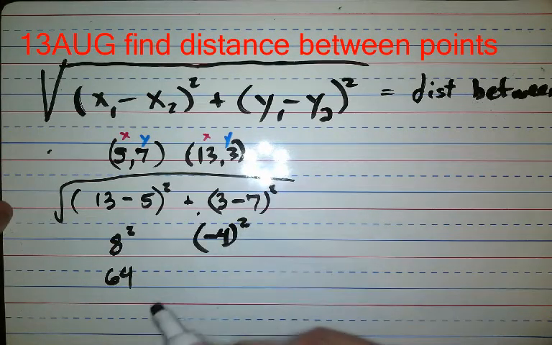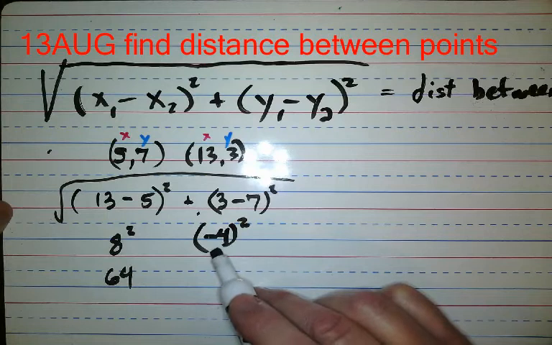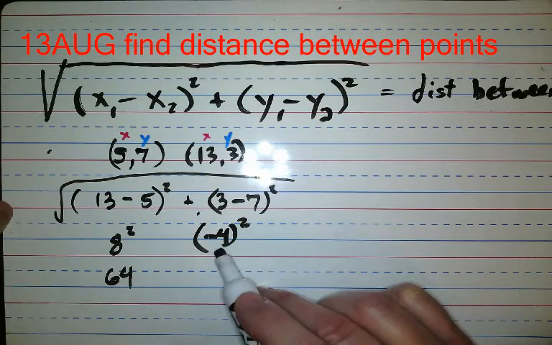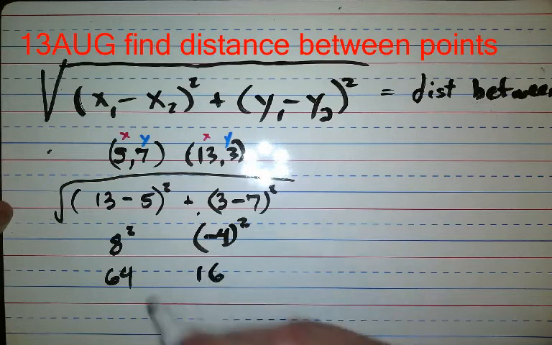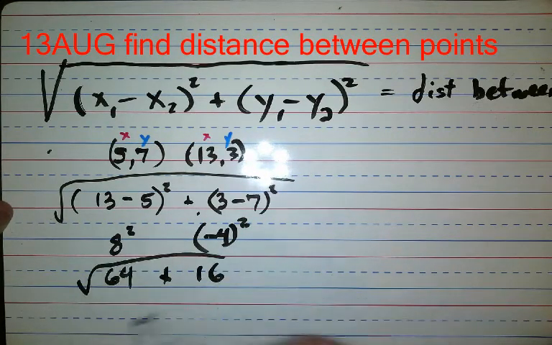Now here's where people make mistakes. Some people think -4 squared is -16, but negative times negative is positive. So that's 16. I need to add those together, and 80 is my answer.